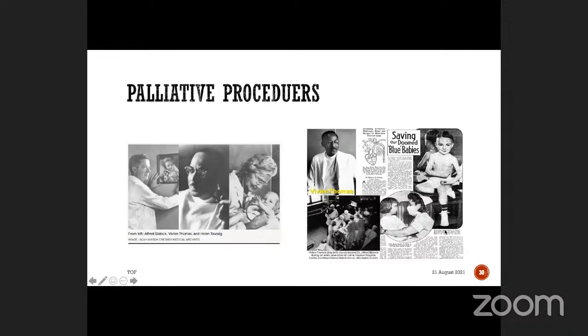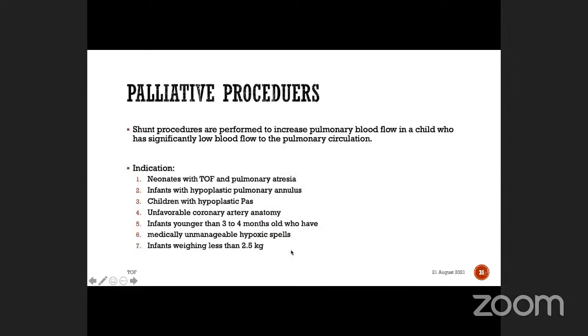And then this is the first procedure that was done at Harvard of a BT shunt, Blalock-Taussig, or it should be called the BTT shunt, for this baby through a left thoracotomy. And that's Alfred Blalock standing here, and this is Vivian Thomas telling him how to do the procedure because he did it in the lab on dogs.